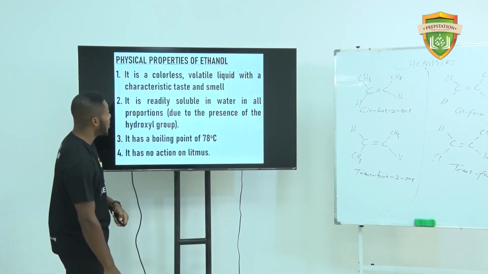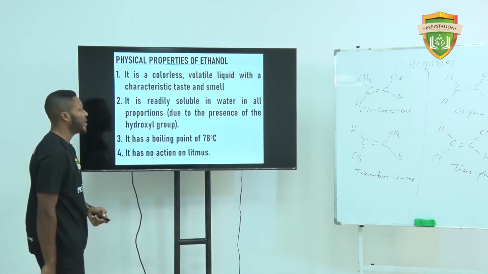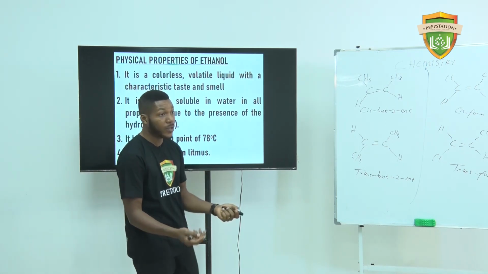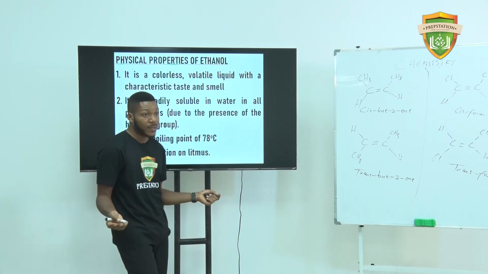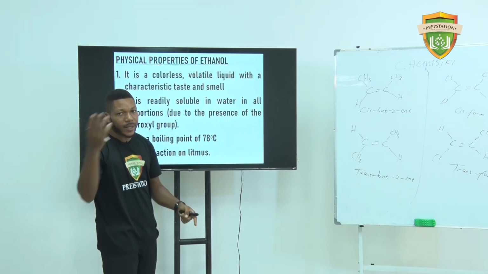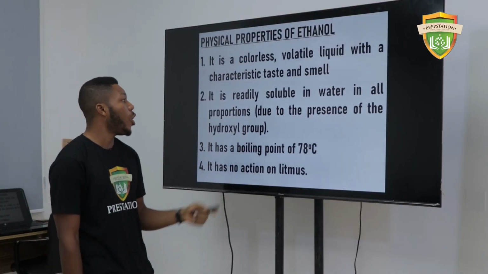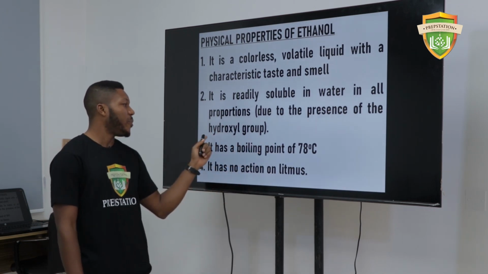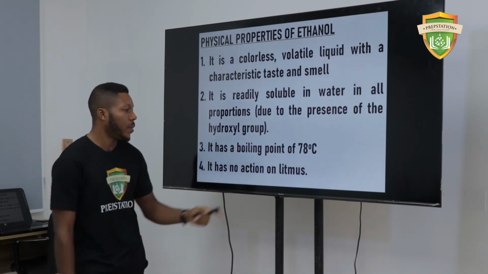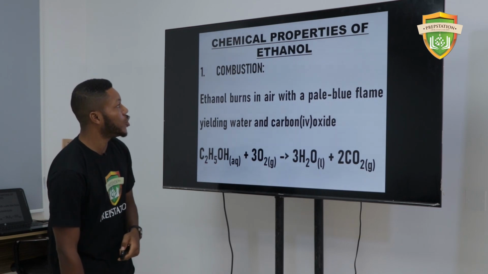Okay, physical properties of ethanol. It is a colorless volatile liquid with a characteristic taste and smell. All of us are conversant with ethanol, alcoholic drink. They have a specific taste that you can notice anywhere. And they are volatile, meaning that they can evaporate easily at high temperature. It is readily soluble in water in all proportions. Why? Because of the presence of the hydroxyl OH group. It has a boiling point of 78 degrees Celsius and no action on litmus paper.